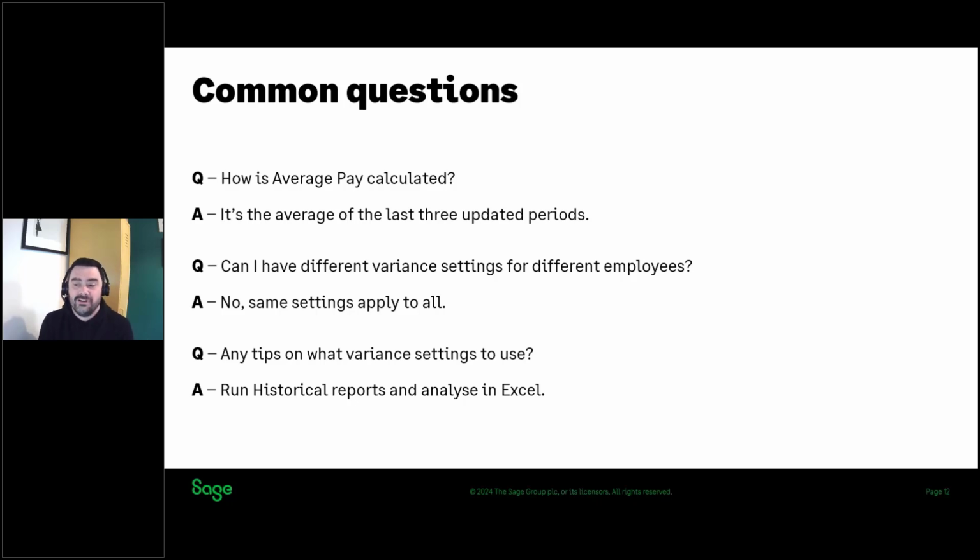Or if you want to do it a bit more in depth, you could run historical reports. You can run the report to Excel, and you could do some simple analysis. You could maybe look at averages. You could look at last periods. You could put formulas in to work out what the historical variances have been. So a few different ways. That's how I prepared the demo today. I looked at some historical reports and put some formulas into Excel.